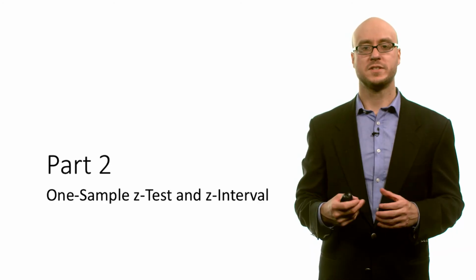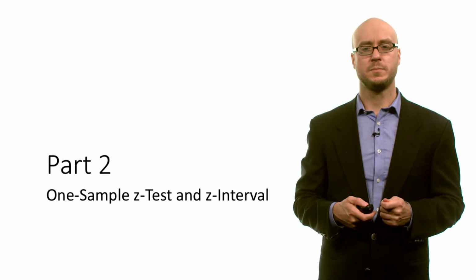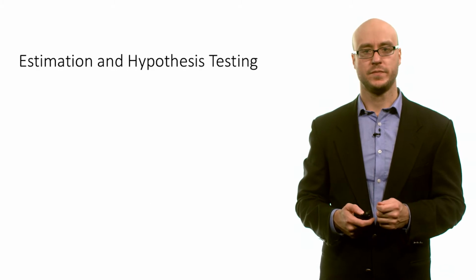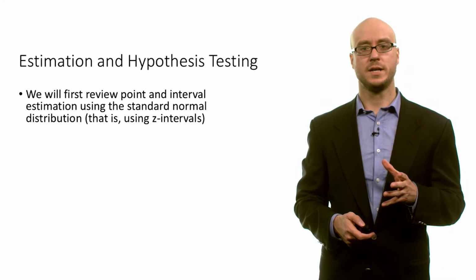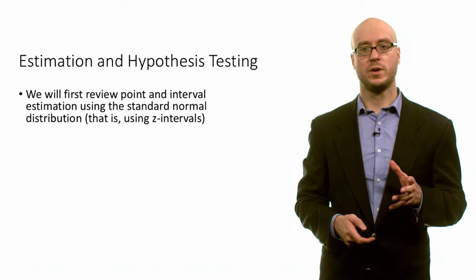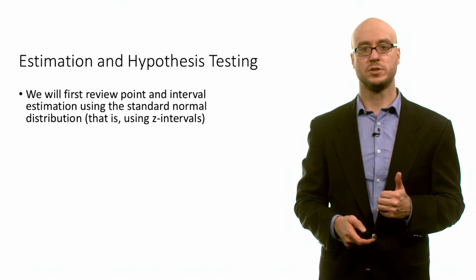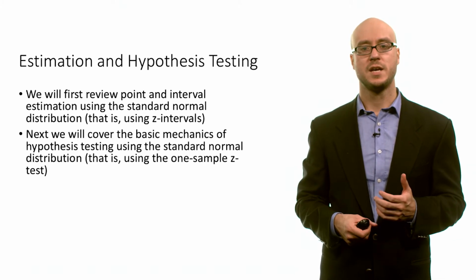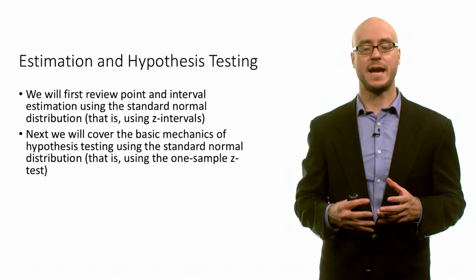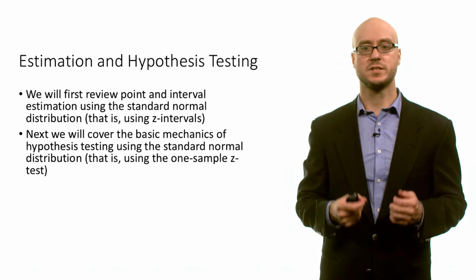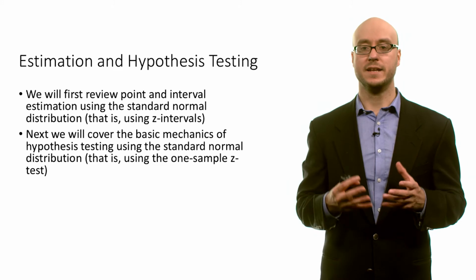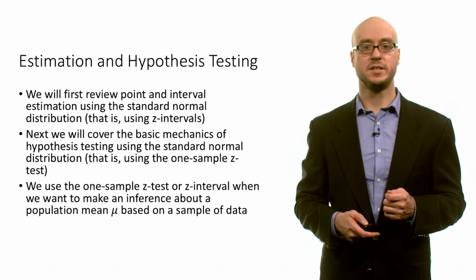For part 2 of this lecture, we're going to talk about the one-sample z-test and the z-interval. So just to keep in mind, we're first going to review point and interval estimation using a standard normal distribution, that is using z-intervals. And then we're going to cover the basic mechanics of hypothesis testing using the standard normal distribution, that is using the one-sample z-test.